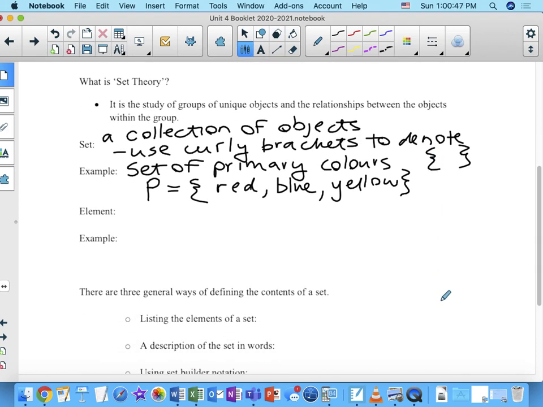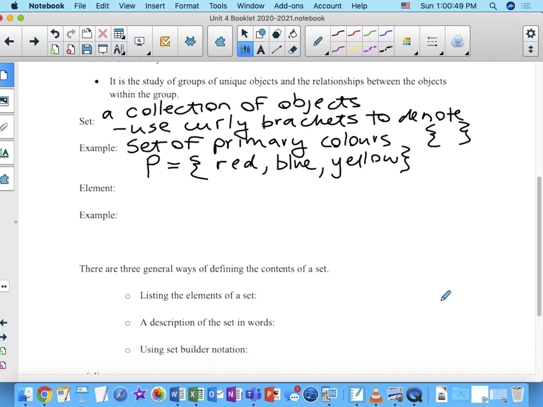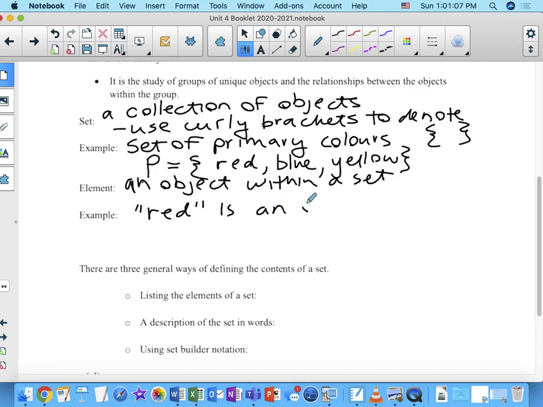Okay, each object is called an element. So an element is an object within a set. Okay, so for an example, red is an object within set P.